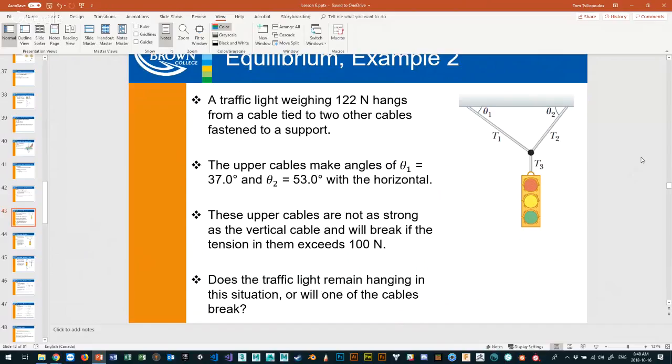The problem is that we don't know what the angle is here. We have theta 1 and theta 2. If theta 1 is 37 degrees and theta 2 is 53 degrees, just by chance this equates to 90 degrees. What's left? 90 degrees. So 90 plus 90 is 180, so you know this triangle is equal to 180 degrees.